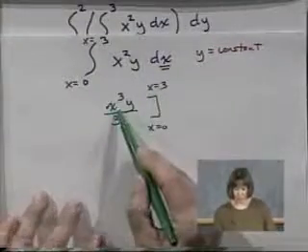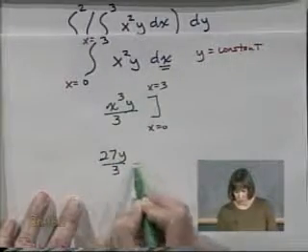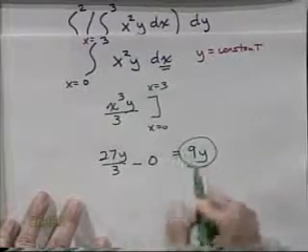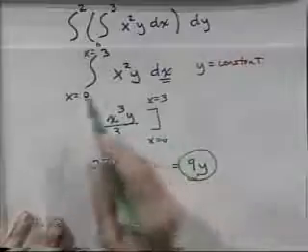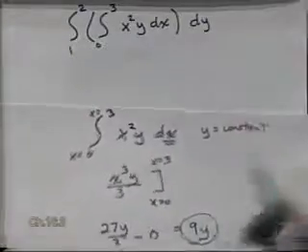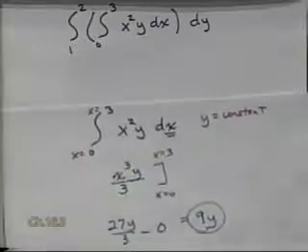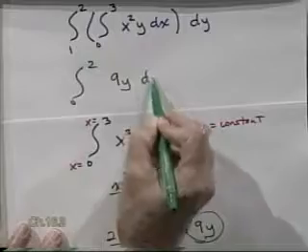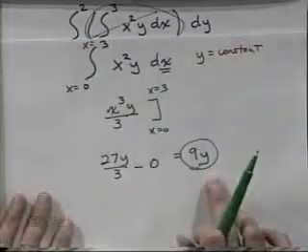So we pop in a 3. 3 cubed is 27. So I have 27y over 3 minus putting in a 0 gives me 0. And I get 9y. Now what am I going to do with that 9y? The inside integral is 9y. So it gets plugged in right here, because that was my inside integral. I take it out and I replace it with 9y.